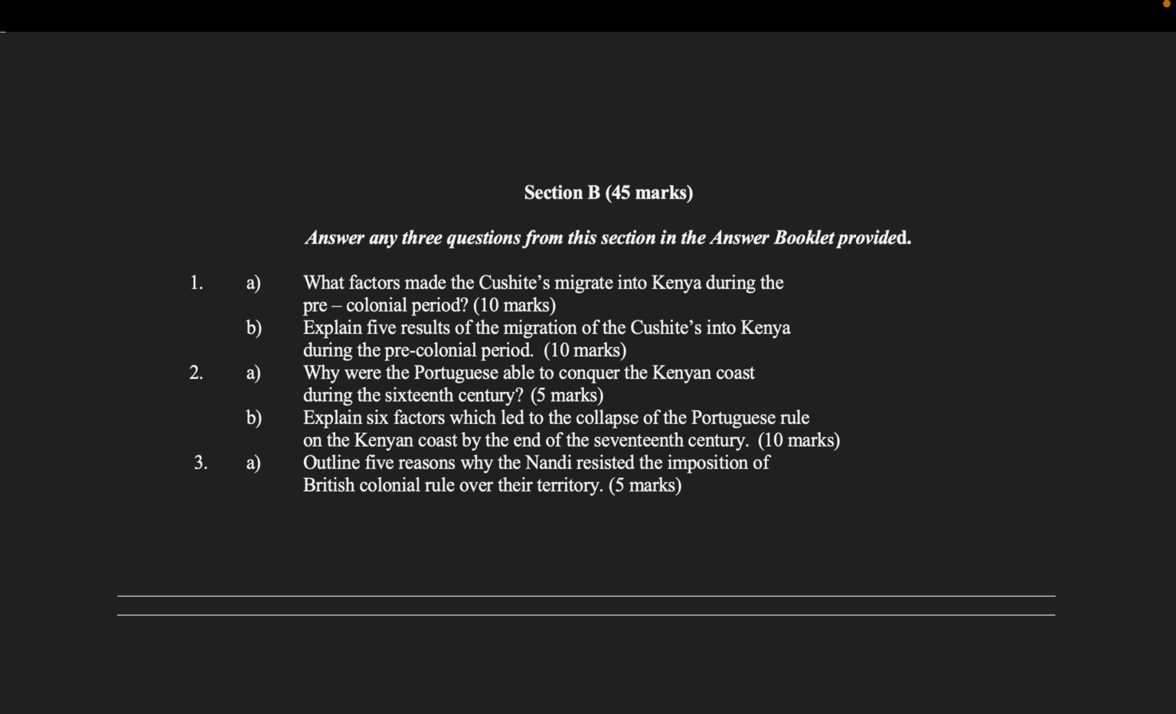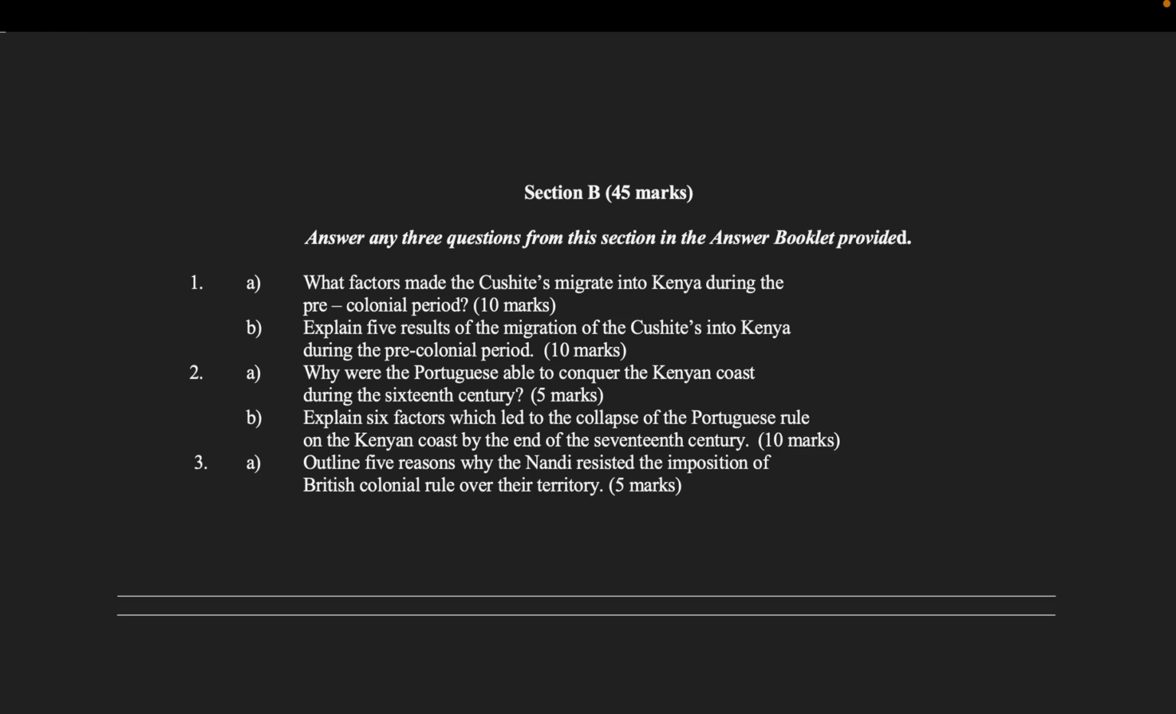1. A. What factors made the Kushites migrate into Kenya during the pre-colonial period? 10 marks. B. Explain 5 results of the migration of the Kushites into Kenya during the pre-colonial period. 10 marks. 2. A. Why were the Portuguese able to conquer the Kenyan coast during the 16th century?